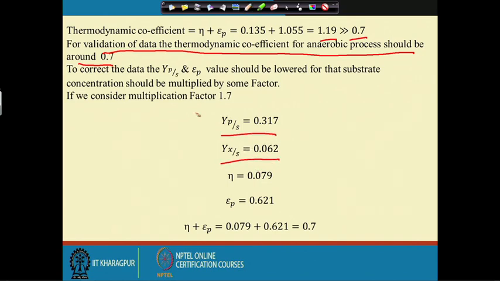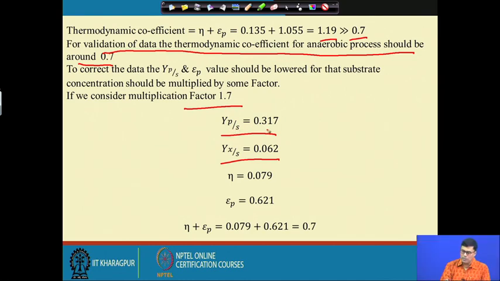What we observed is that if we multiply the substrate concentration by 1.7, then the Yp by S value comes to about 0.317 and Yx by S 0.062. Then if we calculate, the eta value is 0.079 and epsilon P is 0.621. If you sum the two, it comes to about 0.7. Only then will the results be okay. So we can conclude that there is something wrong in the substrate estimation, and only if we multiply the substrate concentration by 1.7 will your results be okay. This is how we can find out the validity of the experimental results.